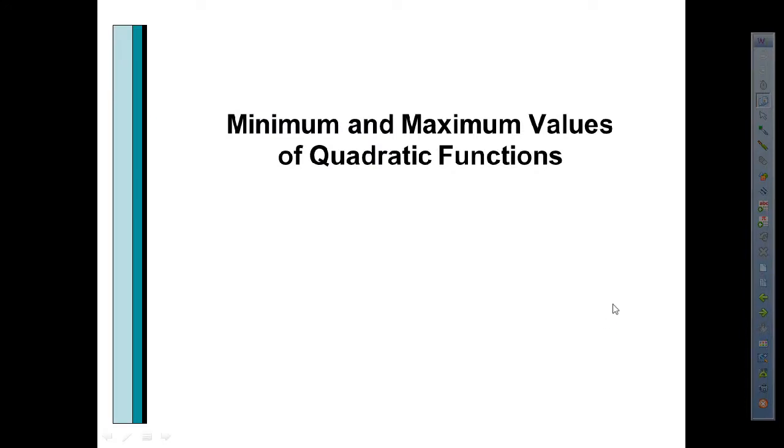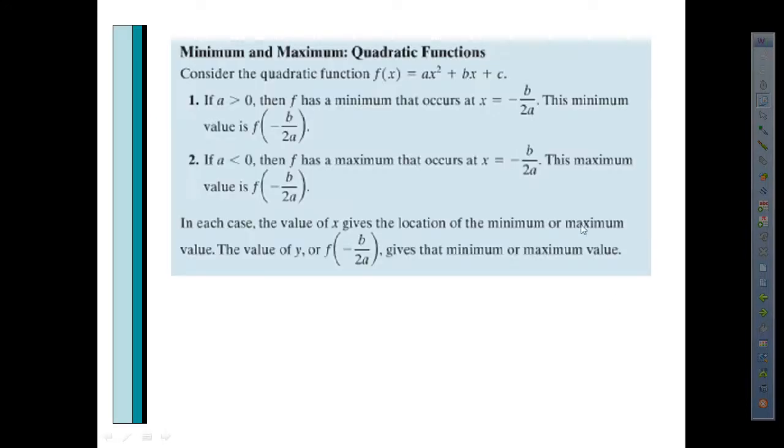Alright, minimum and maximum values of quadratic functions. We've already talked about this. If a is greater than 0, then f has a minimum that occurs at x equals -b/2a, and this minimum is the y value. Like I said, we've talked about this, but this is where you're actually putting it down in notes. And the maximum value occurs if a is less than 0. In other words, this thing opens down, and it's going to occur at the x value, with the y value being the maximum.